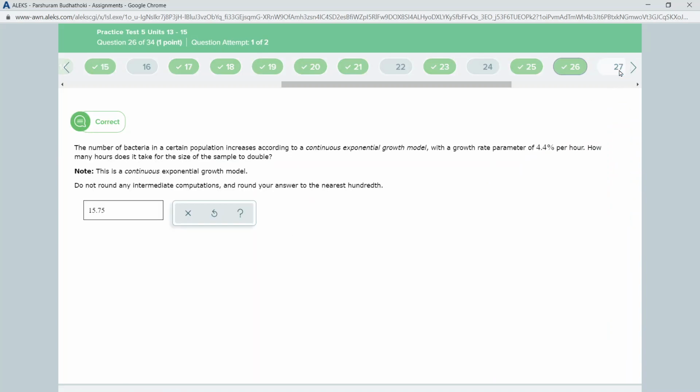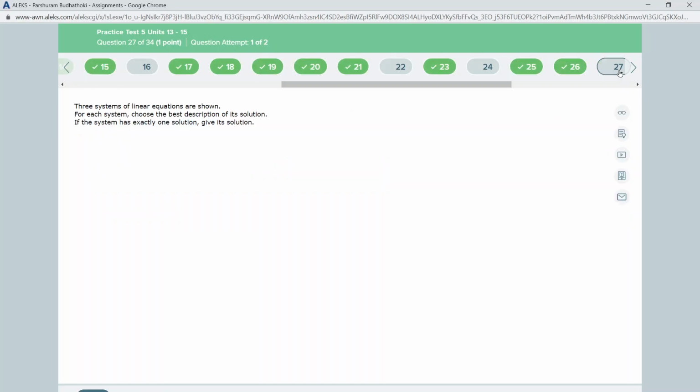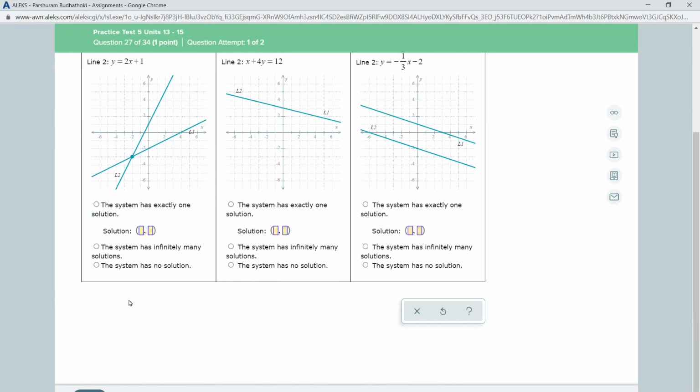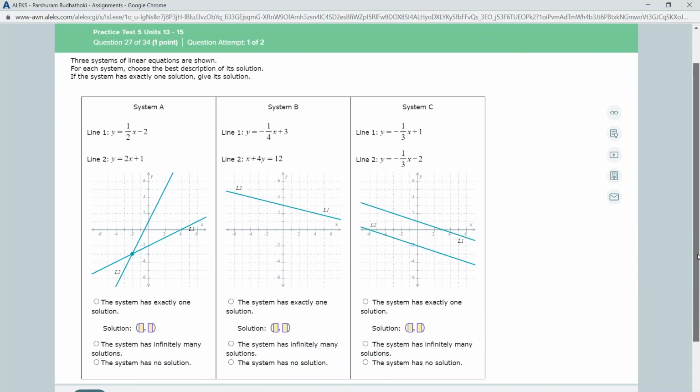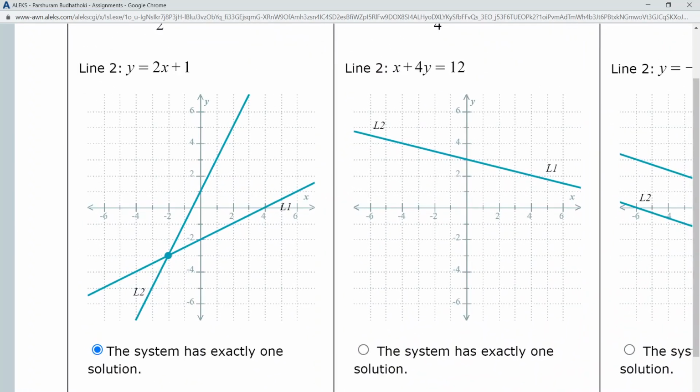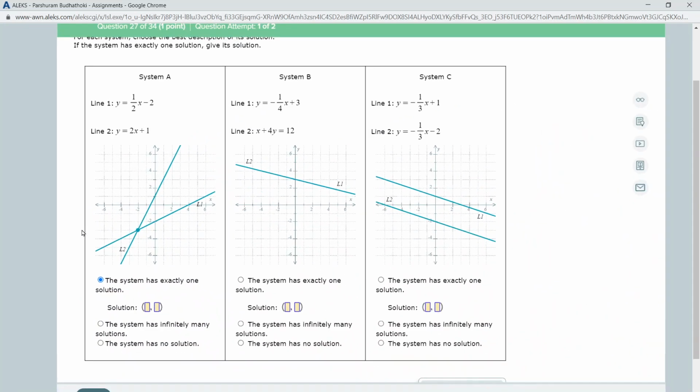That's good. Let's go to the next problem, problem 27. Three systems of linear equations are given. For each system, choose the best description of its solution. As you can see, there is one solution. So the system has exactly one solution, and you can read the solution from here. This is -2 and -3, and you can write down that solution here, -2 and -3.